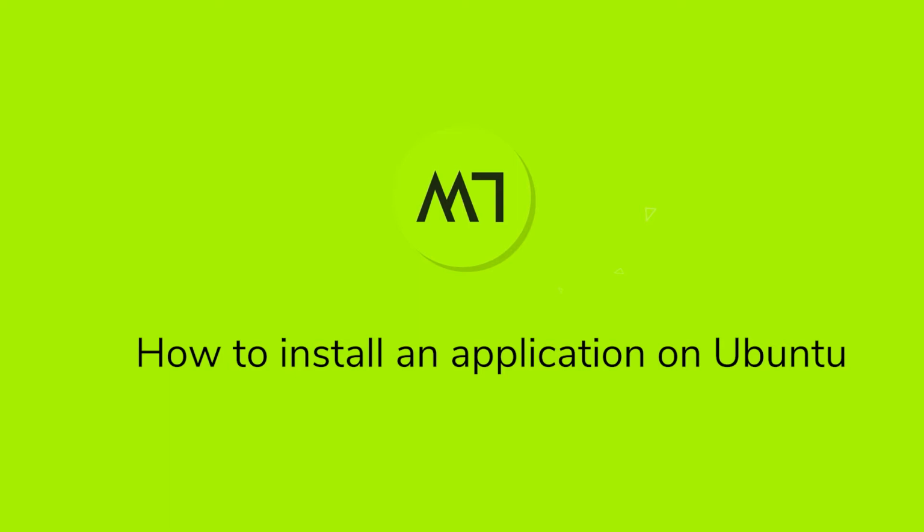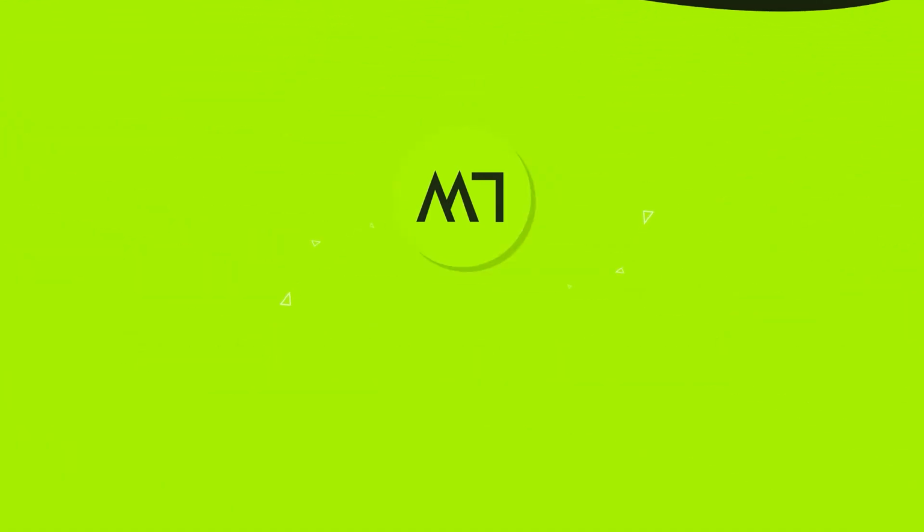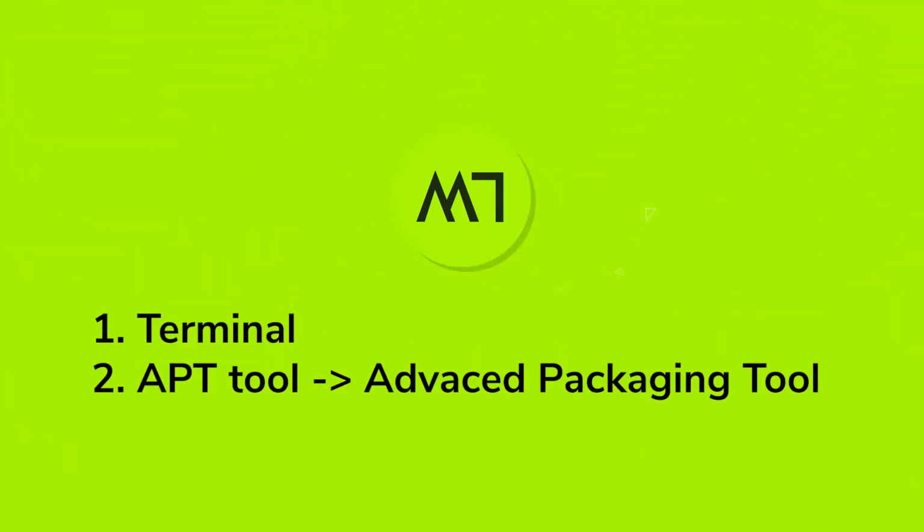Now, before we get into installing the applications, let's understand what we are going to do and how we are going to do it and what tool we are going to use. To install an application from the terminal, number one, we need the terminal. Number two, we need the apt tool, which is the advanced packaging tool.